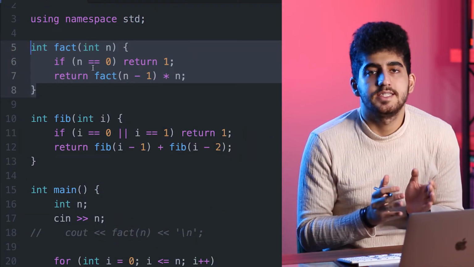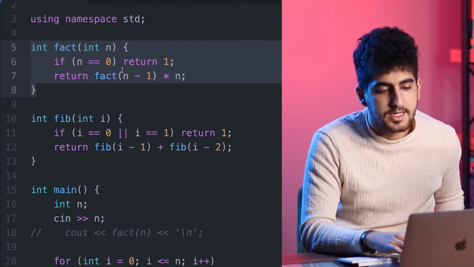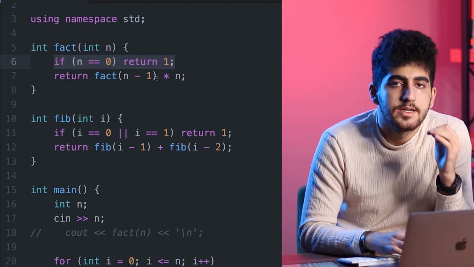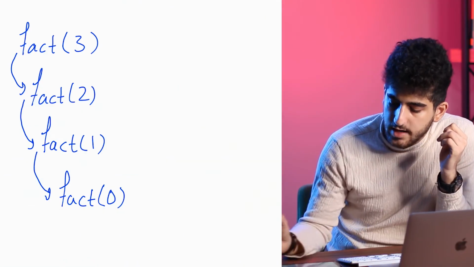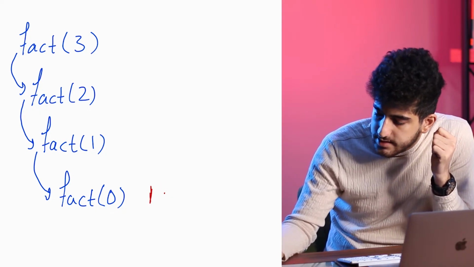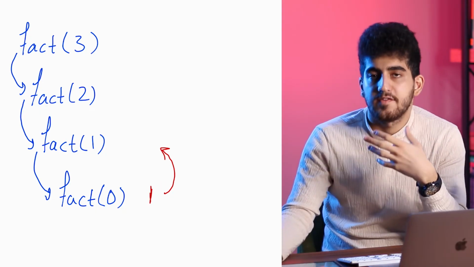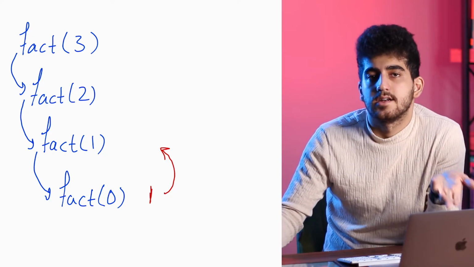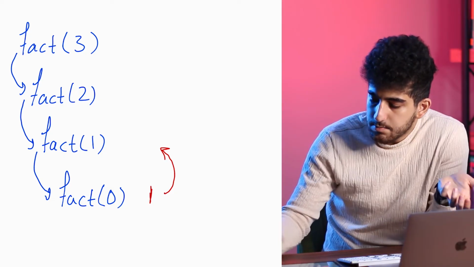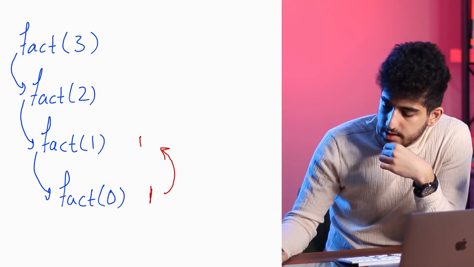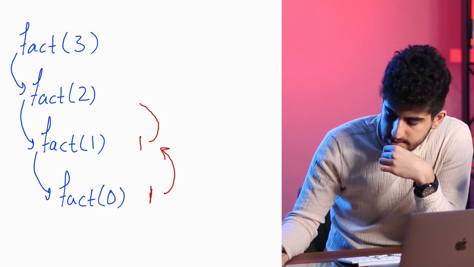Then in here, as you can see in the code, if n is equal to 0, return 1. So in here I say that the answer is 1. The answer that I return here is 1. Fact of 0 will be 1. So fact of 1 now has the answer of fact of 0. Now it multiplies it by n, which is 1 in this case, so it will return 1 as its own answer.